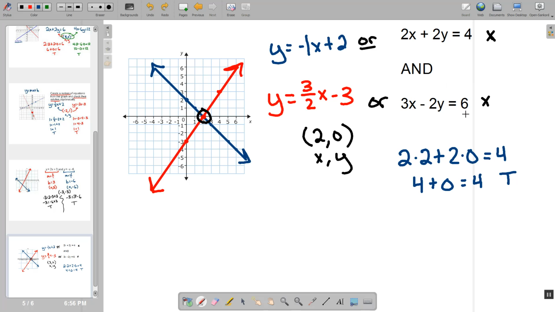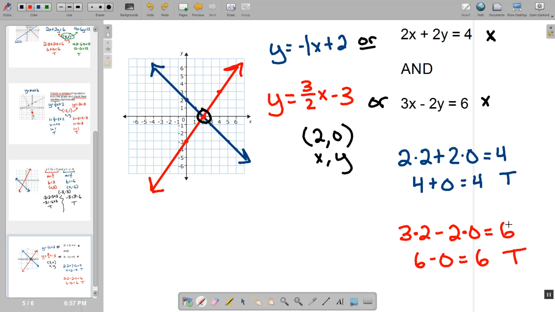Now we have 3x minus 2y equals 6. Let's do that. So 3 times x, that's 3 times 2, minus 2 times y is 0, equals 6. 3 times 2 is 6. 2 times 0 is 0. 6 minus 0 is equal to 6. So we have a true statement.